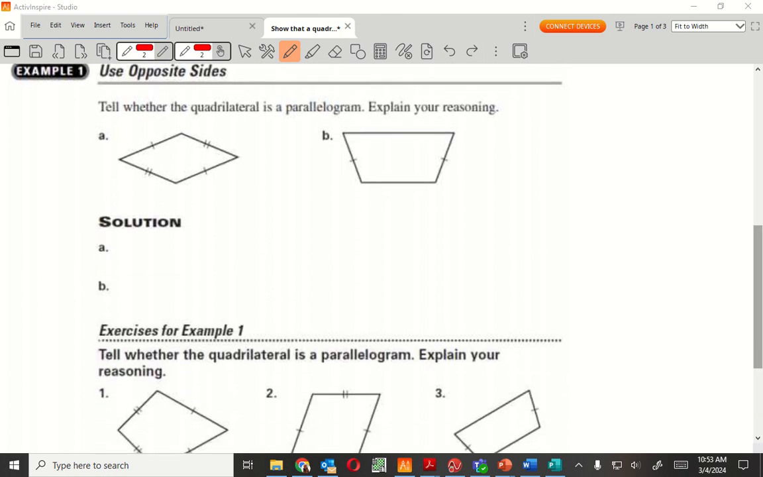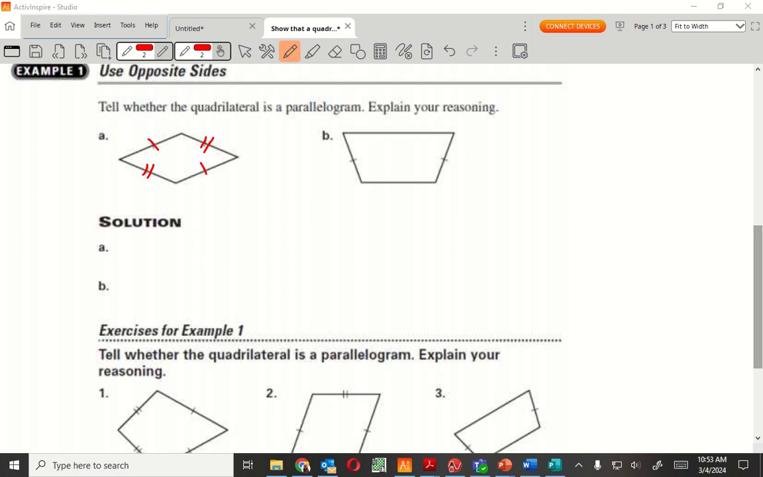Now, for this first example, I'm going to use one of those theorems. Tell whether the quadrilateral is a parallelogram. Explain your reasoning. Now, if you notice, right here, these are called tick marks. There's a double tick mark there, a double tick mark there. What do the double tick marks mean? Equal. They are congruent. So that means the doubles are congruent to each other. Single tick marks mean those two are congruent to each other.